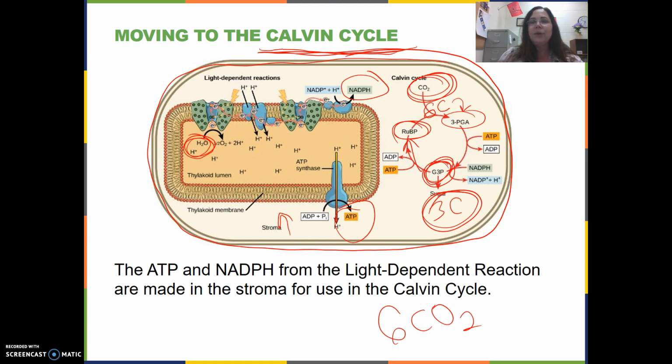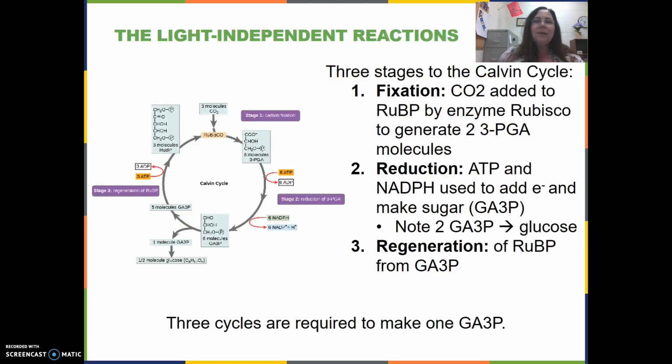But again, the first 5 G3Ps are used to generate RUBP, because you have to keep making RUBP for the Calvin cycle to continue. So for every 6, the first 5 are used to generate RUBP, and then the 6th one can be used to generate glucose. So the light-independent reactions, or the Calvin cycle, just means that they don't need light, but they can occur in light.